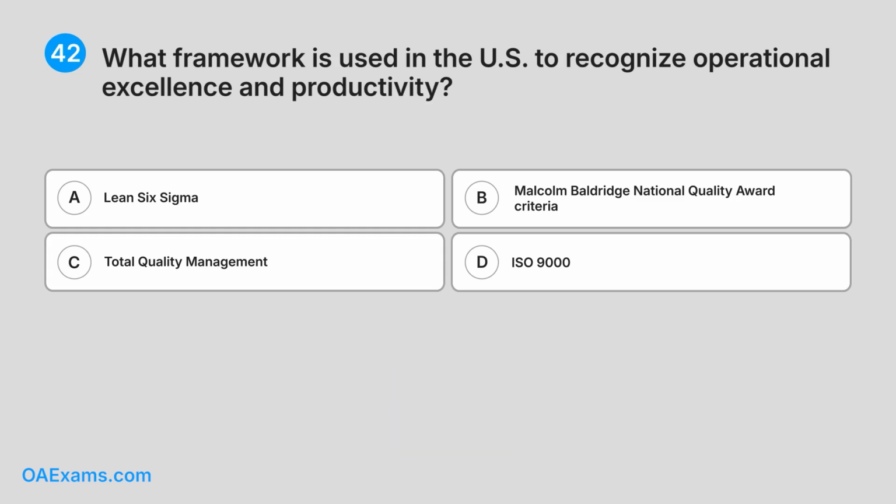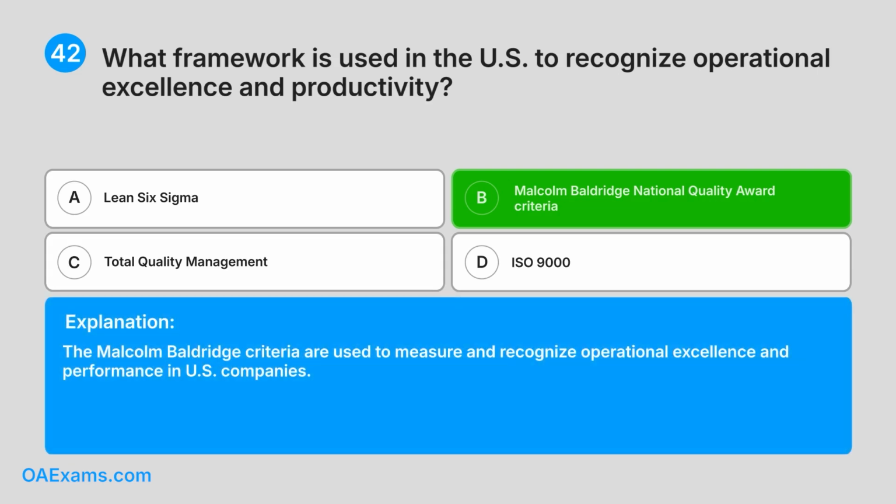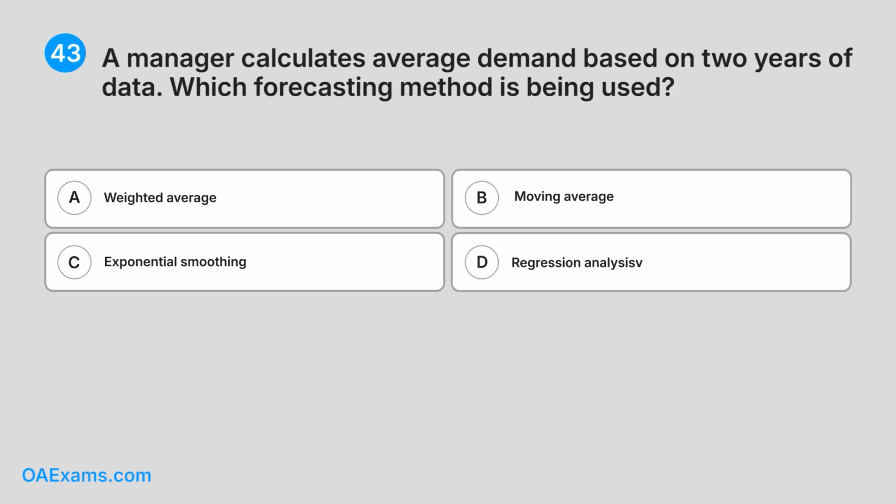Correct answer. B. Baldrige National Quality Award Criteria. Explanation. The Baldrige criteria are used to measure and recognize operational excellence and performance in U.S. companies.